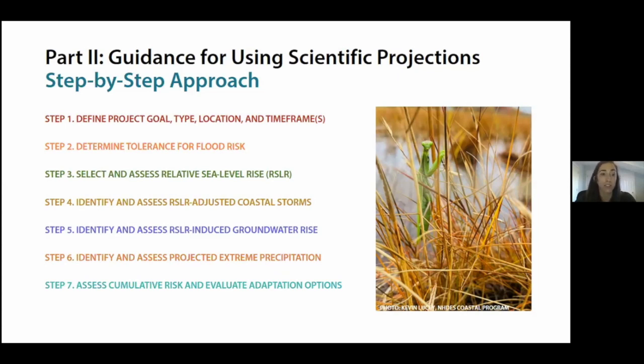Briefly, just to recap, the 7 steps include 1, defining your project, 2, determining tolerance for flood risk, 3, selecting your sea level rise numbers, 4, factoring in coastal storms, 5, identifying expected changes in groundwater levels, 6, identifying expected changes in extreme precipitation, and then 7, pulling all of that information together in order to evaluate cumulative coastal flood risk and come up with some management or adaptation options.